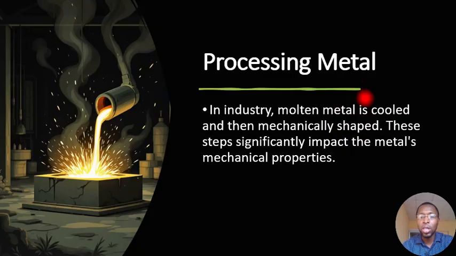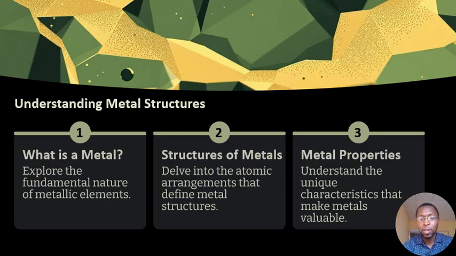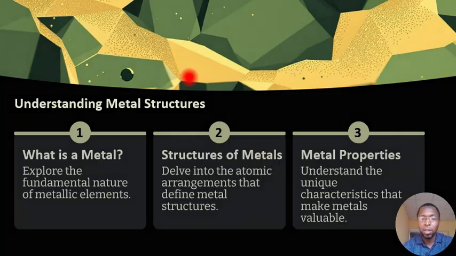Now there are steps we need to take after metals have been molded for them to be shaped into the desired outcome. These steps impart mechanical properties to the metal. We need to know some of the properties of this metal as well, for us to determine the kind of shape we want to get. All right. Now, there are certain things we have to understand. We need to know what metal is. We also need to know the structure of metals as well as the properties of metals.